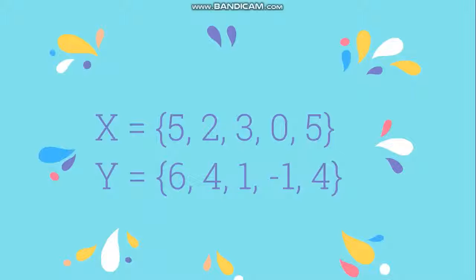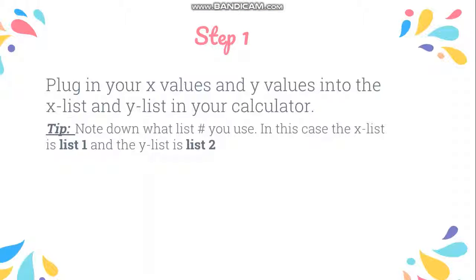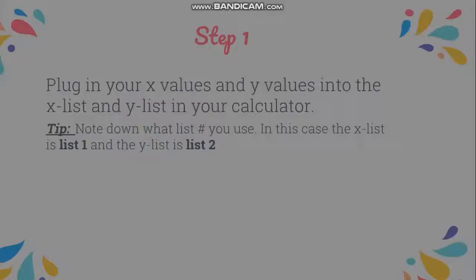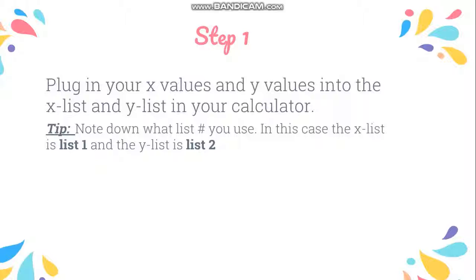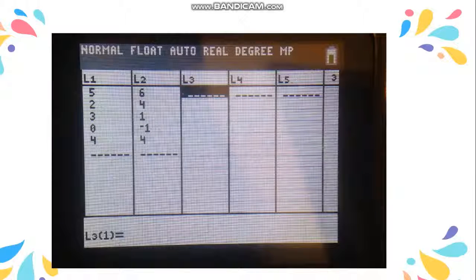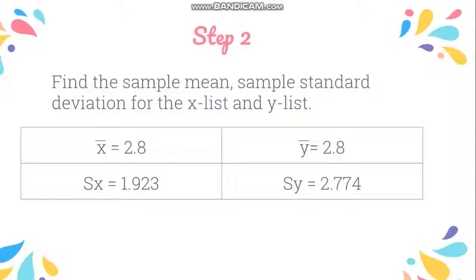I will start off by telling you the first step, which is to put in all your X values and Y values into the X list and Y list in your calculator. A tip that is pretty useful is to note down what list number you're using. In this case, the X list is list 1 and the Y list is list 2. This ensures that you don't make any mistakes while you're performing your calculations. So here's an image on my calculator of what L1 and L2 should look like.